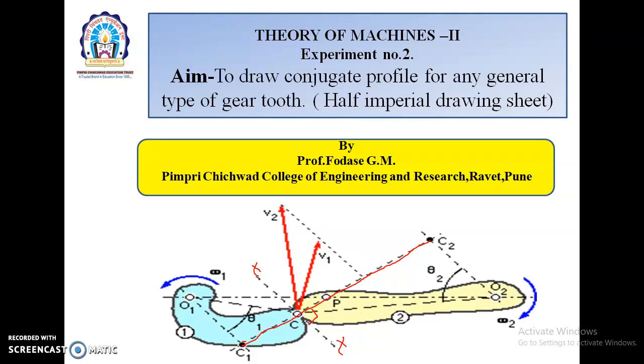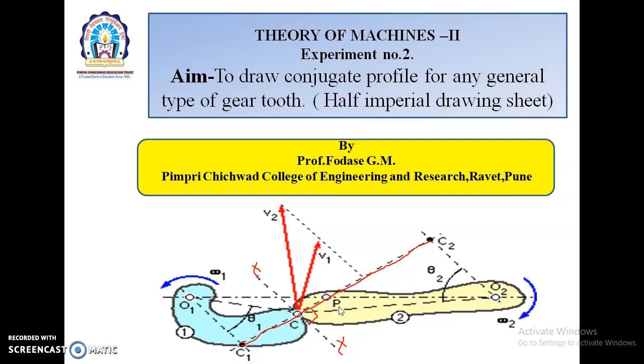Now, what is law of gearing? Law of gearing states that the two gear tooth profiles, or two gears, will transmit a constant angular velocity ratio only if the common normal through the point of contact passes through the pitch point. To explain again, the two gears will transmit a constant angular velocity ratio, that is omega1 upon omega2 remains constant, only if this common normal passes through a fixed point, and that fixed point is called the pitch point. It is shown by point P here.